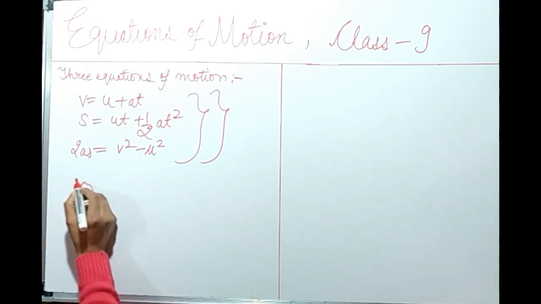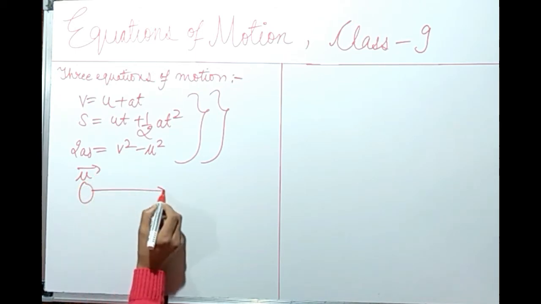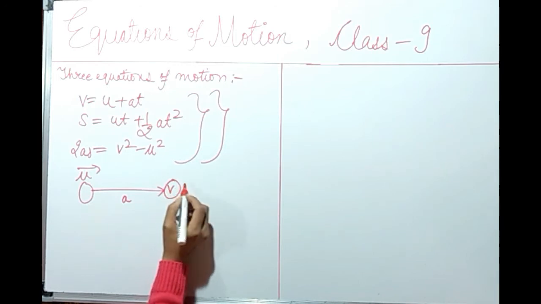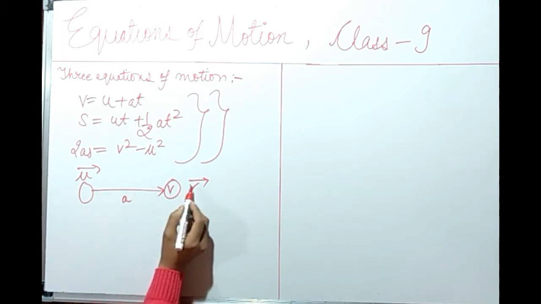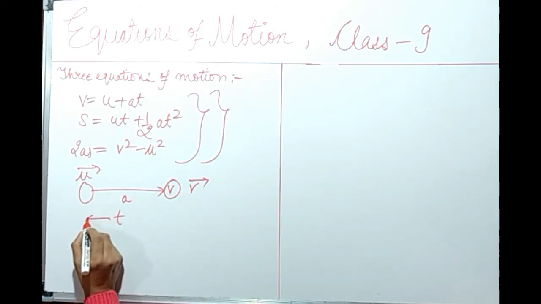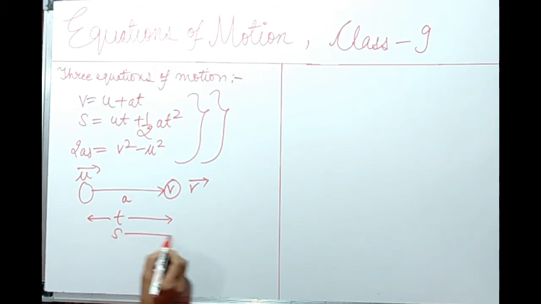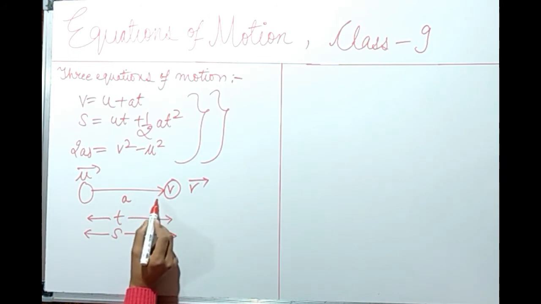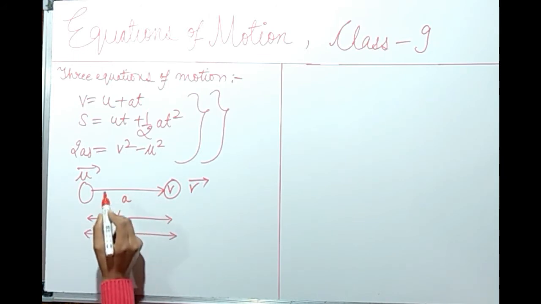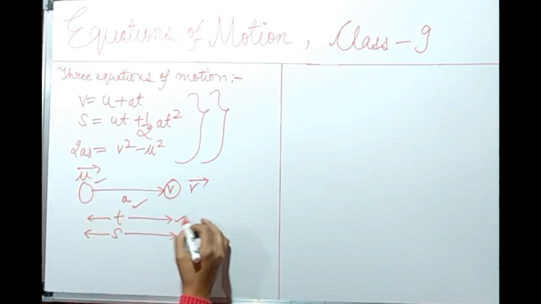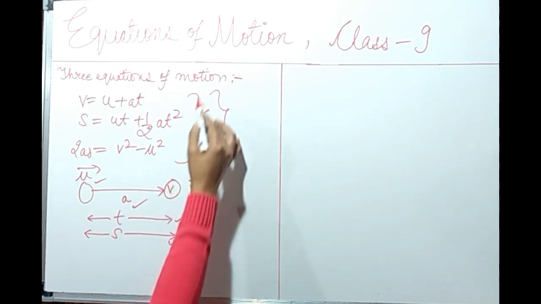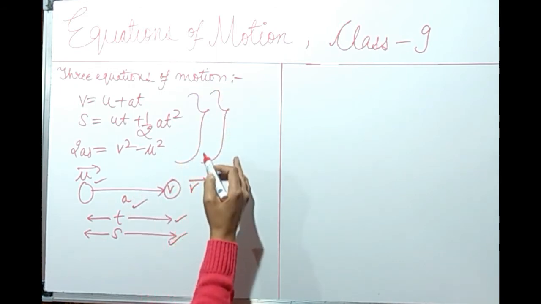Object is moving with initial velocity u, acceleration is a, and when speed increases, final velocity becomes v. Time taken to attain this final velocity v is, let's say, t, and displacement covered is, let's say, s. When an object moves in a straight line with uniform acceleration a, it is possible to relate velocities, acceleration, time, and displacement covered by a set of equations. These equations are known as equations of motion.